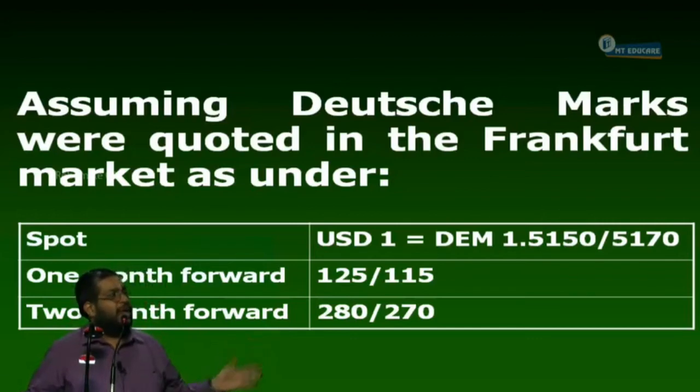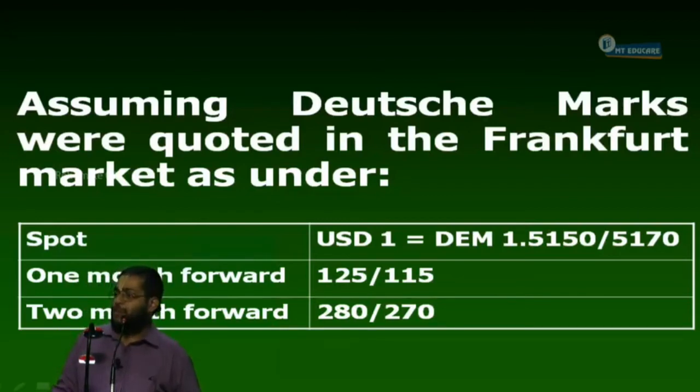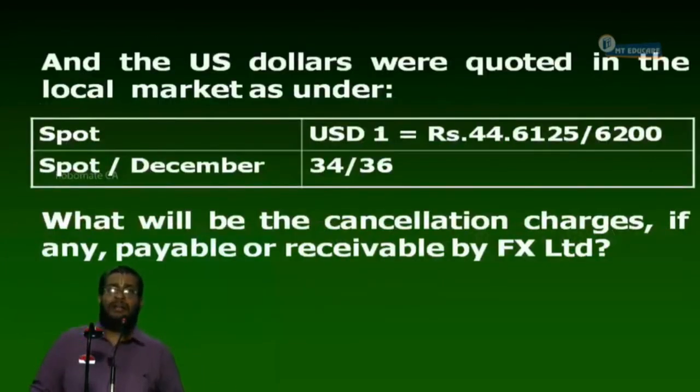This is a direct quote in Germany. But the same quote in the US will be what? An indirect quote, right or no? Yes or no? 1 month forward and 2 months forward are given. Do I require this 1 month forward, 2 months forward number? Do not require. On the due date, I cancel through a spot transaction. Right or not? Next.